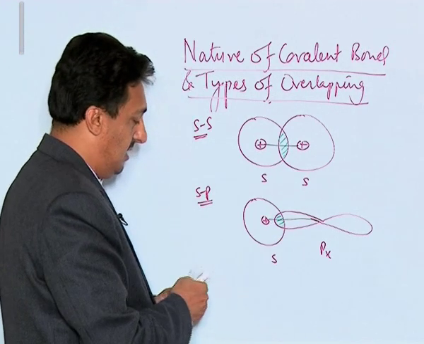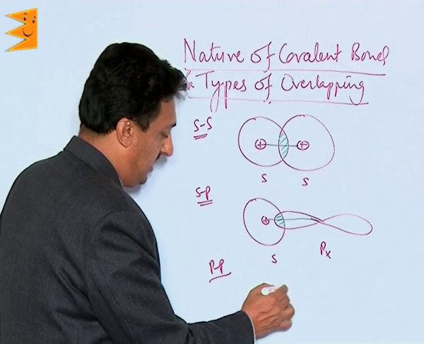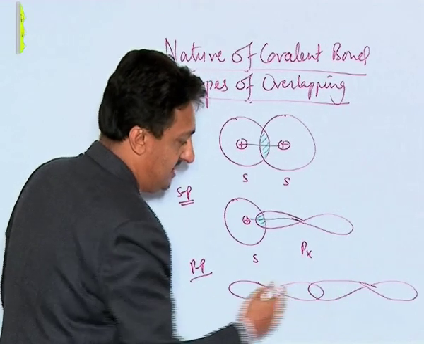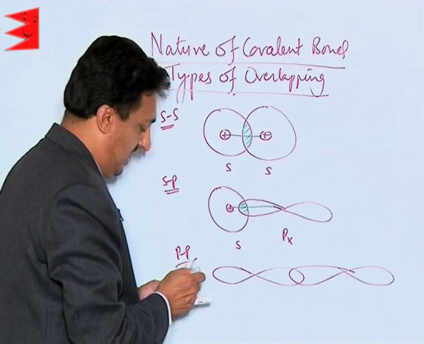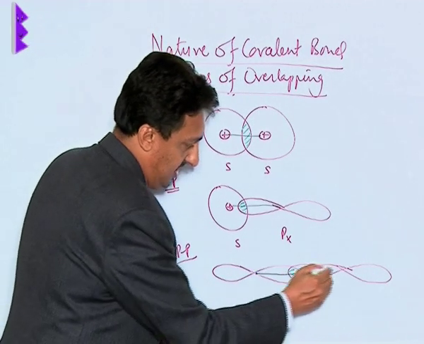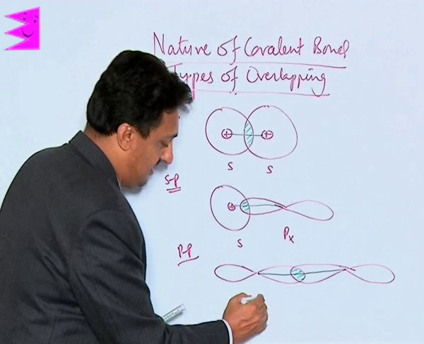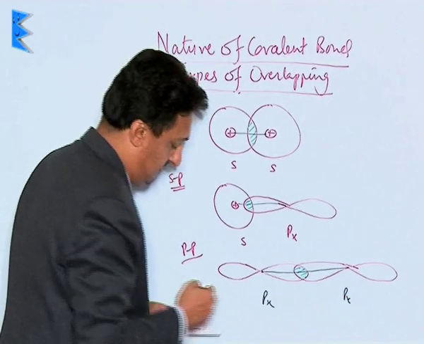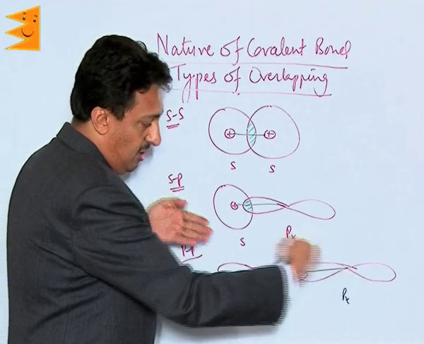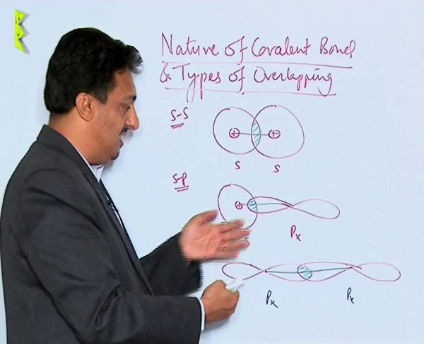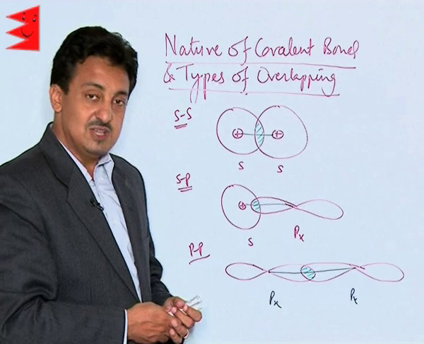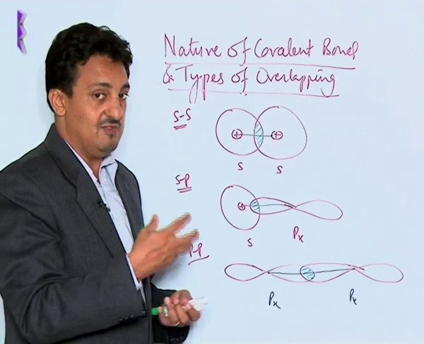In a very similar way, we can have a p-p overlapping, since in this case the electron densities are along the internuclear axis. This is the overlapping which is happening here, and this is the internuclear axis. This is the px of this and px of this. So all these three are the cases in which you can clearly see the atomic orbital overlapping is taking place along the internuclear axis, and that's why the extent of overlapping is very large, and that is why these sigma bonds are very, very strong.